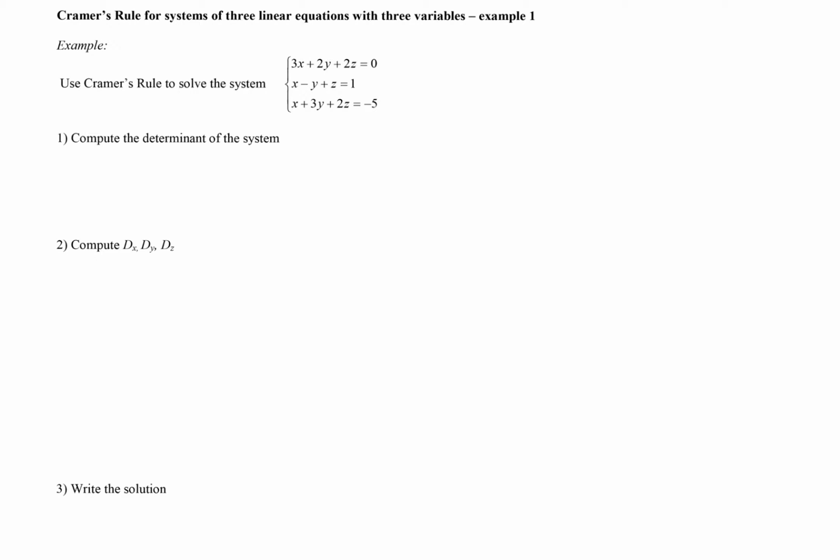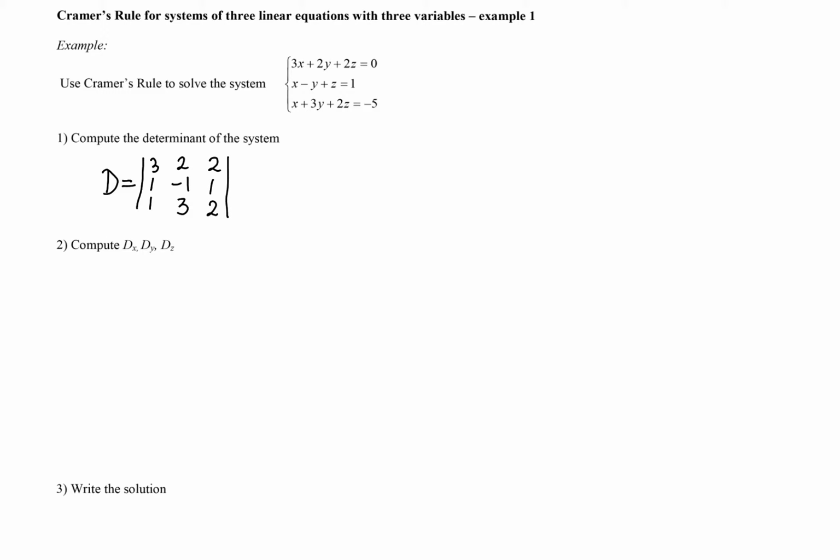We'll start with computing the determinant of the system. This determinant is formed from the coefficients of x, y, and z. The first column is the coefficients of x, and therefore the column is 3, 1, 1. The second column is formed of the coefficients of y, and therefore that column is 2, -1, and 3. And the third column is the coefficients of z, so that column is 2, 1, and 2.